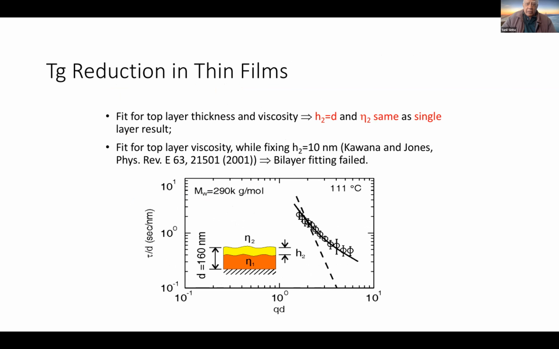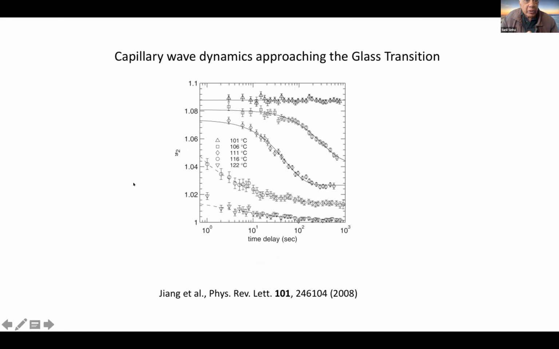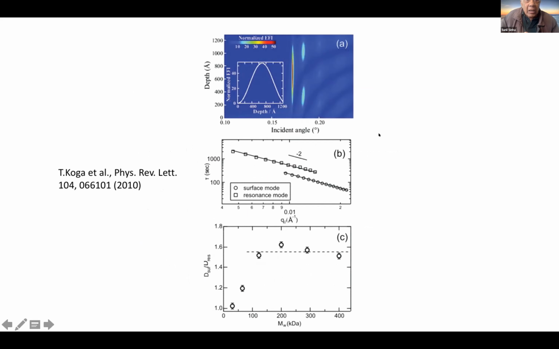But then later on, we did an experiment with Koga at APS, which was a very clever experiment. It put functionalized gold particles into polystyrene, and then looked at the thin film at different angles of grazing incidence, one of which excited a pattern which produced just a broad maximum in the middle and nothing at the top surface and bottom surface, and one of which produced intensity at the ends.